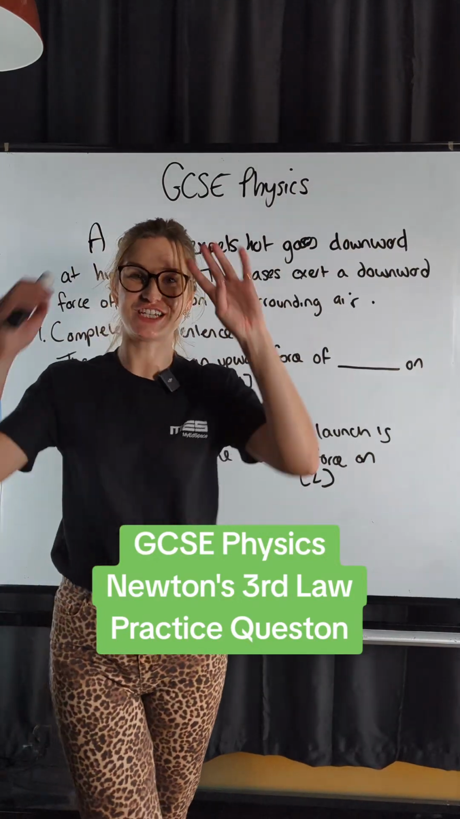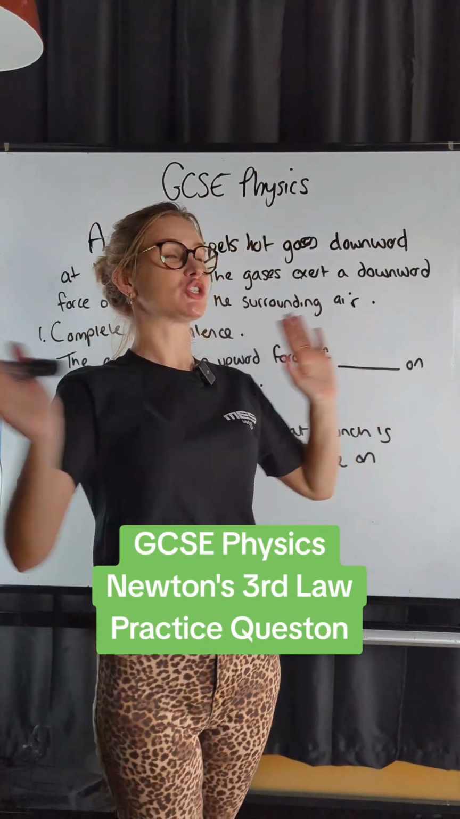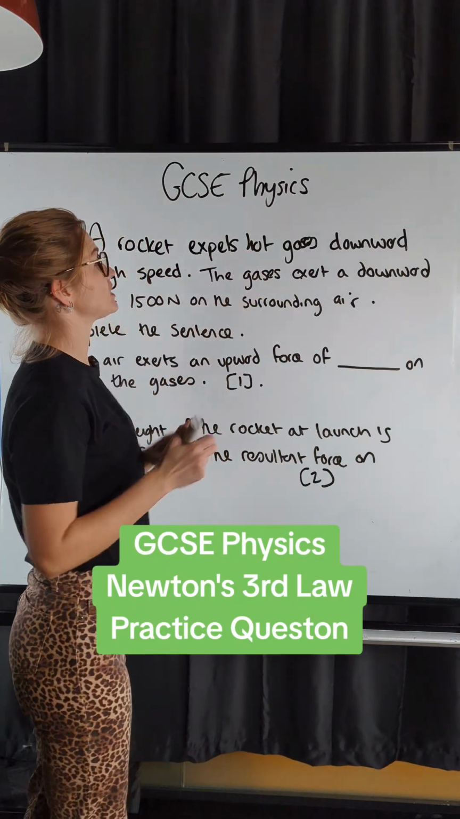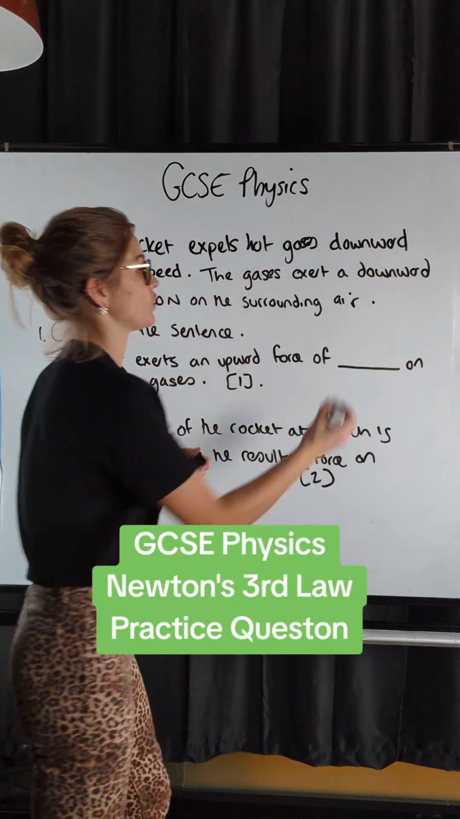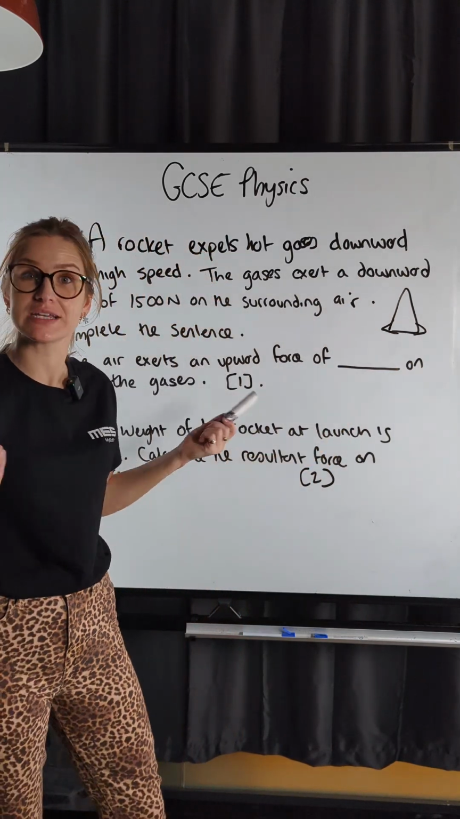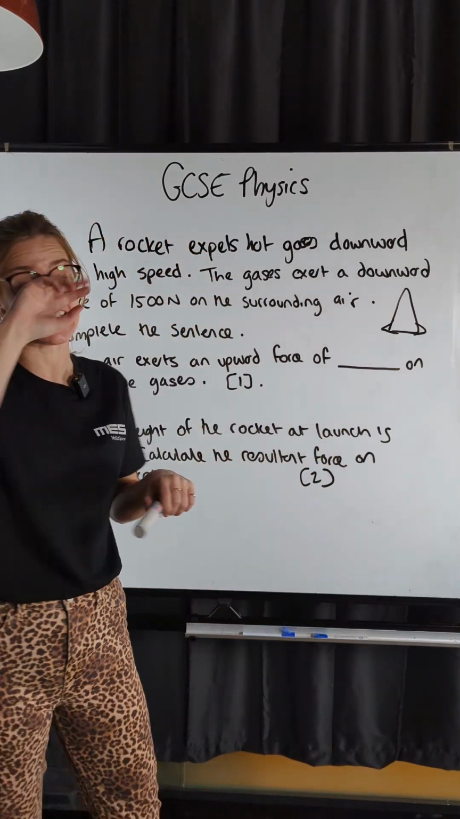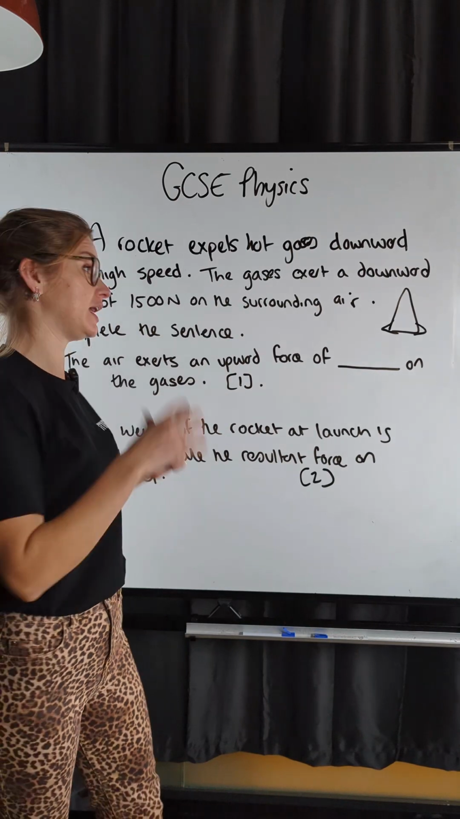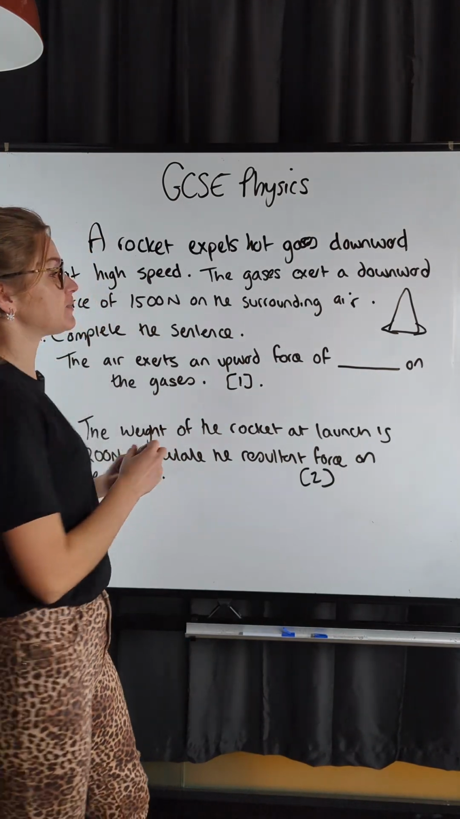A bit of GCSE physics here, a bit of Newton's laws. It says a rocket expels hot gases downwards at high speeds. So we've got a rocket. Maybe that's a career you want to go into, maybe you want to go into rocket science. Maybe you want to work for NASA, work for ESA. Work for NASA is kind of hard if you're British, but maybe work for ESA, the European Space Agency.